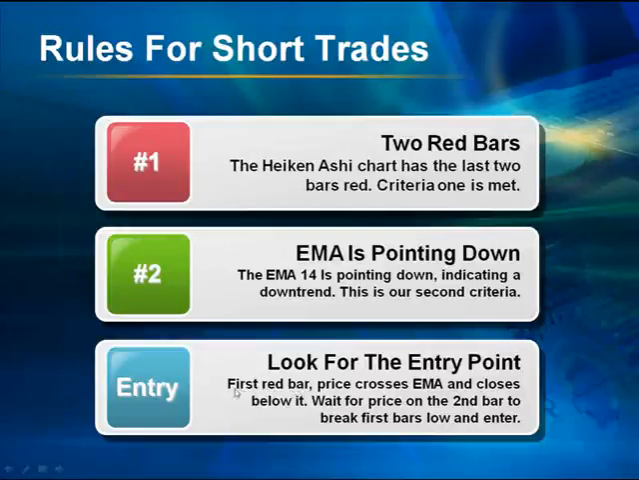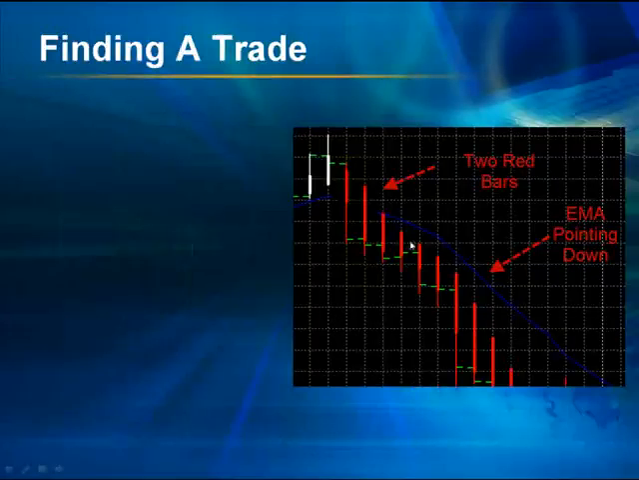To enter a trade with this system, we look at the first red bar. We need the price to cross over the EMA and close below it, so the price has to close below the EMA 14. And then we wait for the price on the second bar to break below the first bar's low, and then that's our entry point. I'm going to show you this both on the charts and in examples as we're going through this. So if it's not clear yet, don't worry about it. So let's just take a look at this again.